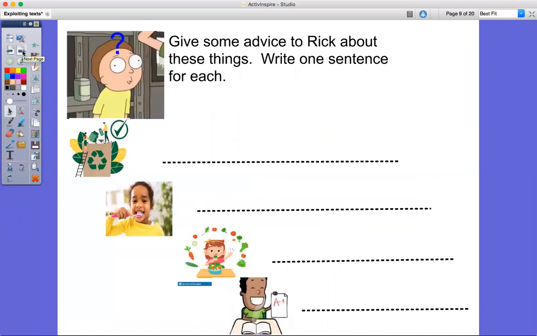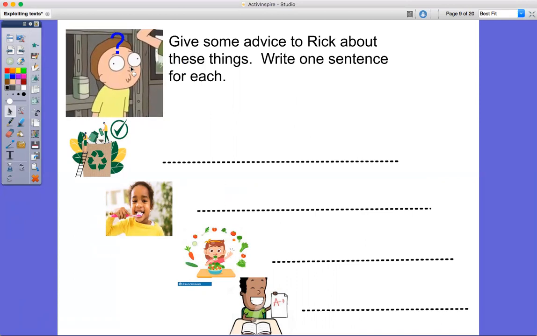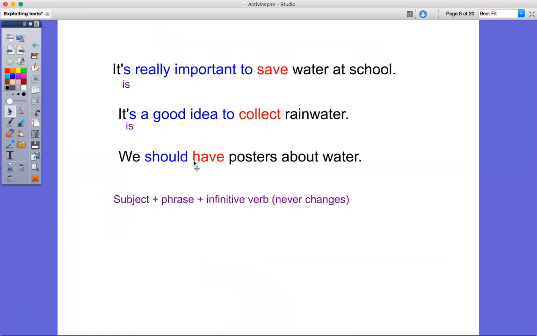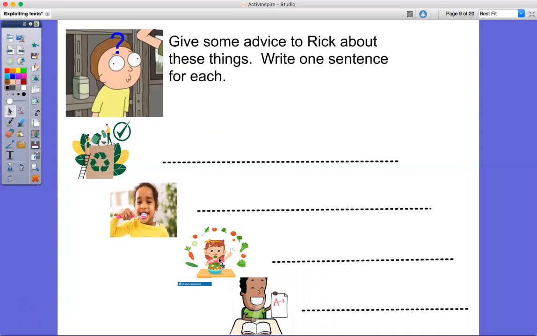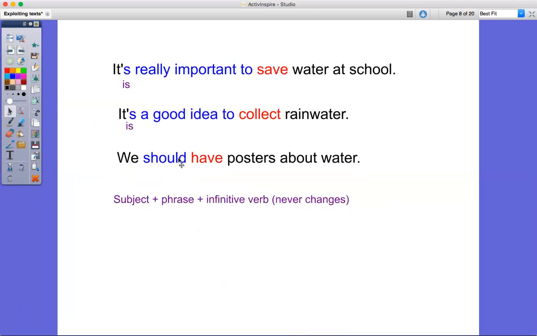Next is your controlled practice. So here we have a picture of Rick, and we need to give some advice to Rick. Get the teachers individually to write a sentence using any of this language here to give advice to Rick. This picture is recycling. This picture is brushing your teeth. This picture is about eating vegetables. And this picture is about studying hard. After they have worked individually, put them into pairs, check their answers, and then get some feedback. Remember, they can use any of this language here.